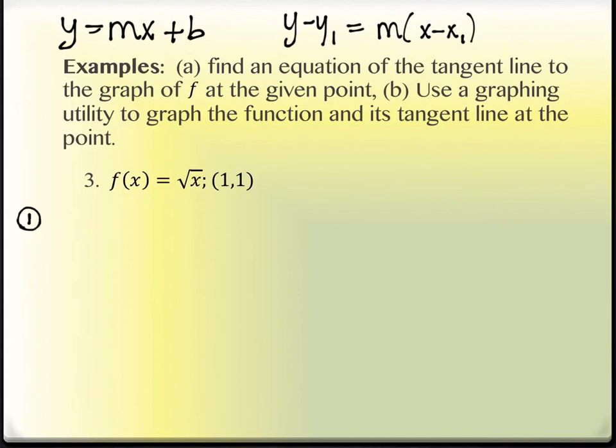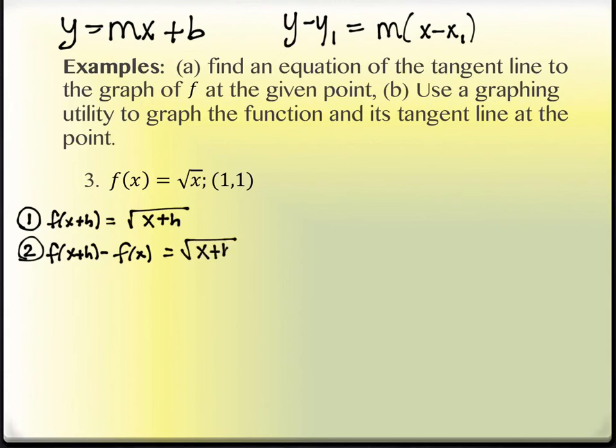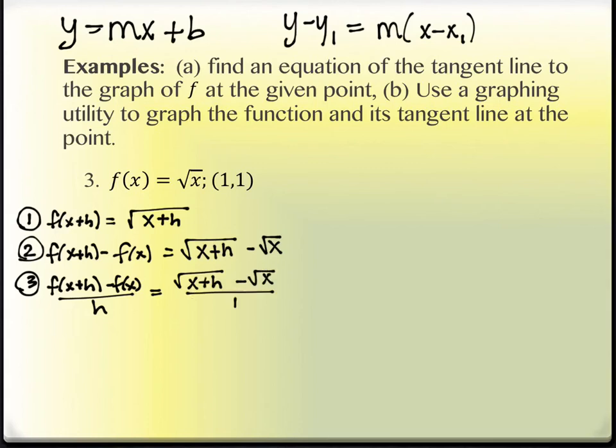So step number 1 is to find f of x plus h. And I don't have a whole lot of simplifying. It's the square root of x plus h. Not much to do, okay? Step 2 is to find f of x plus h minus f of x. And there's not a lot of simplifying here either. It's the same f of x plus h I had from step 1 minus the original equation, square root of x. Step 3 looks like taking all of this and dividing it by h. So, okay, I have square root of x plus h minus the square root of x over h.